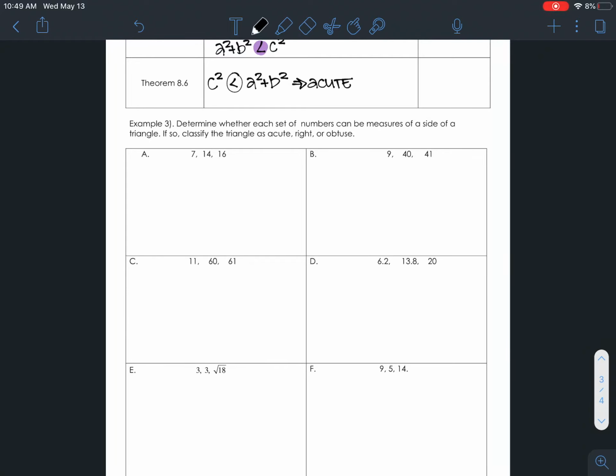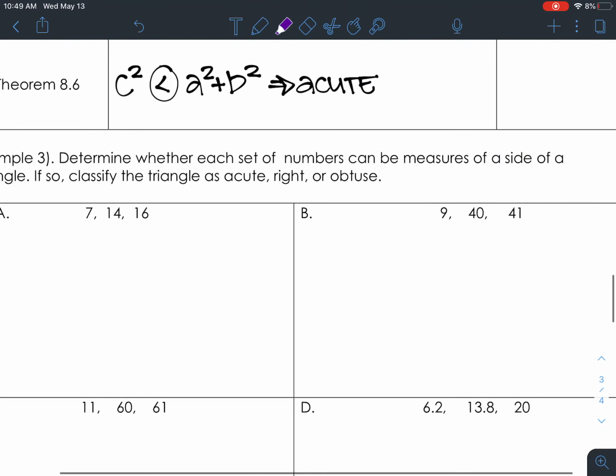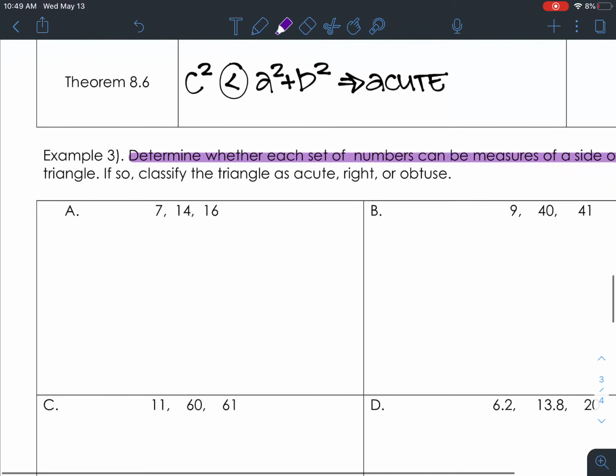Okay. All right. So what we're going to do now is apply those three theorems that we talked about above. So here's the first thing that we have to do, though. If we read those directions, what this is first saying is determine whether each set of numbers can be measures of a side of a triangle, meaning does the triangle exist? So the first thing we have to think about is would the triangle exist?